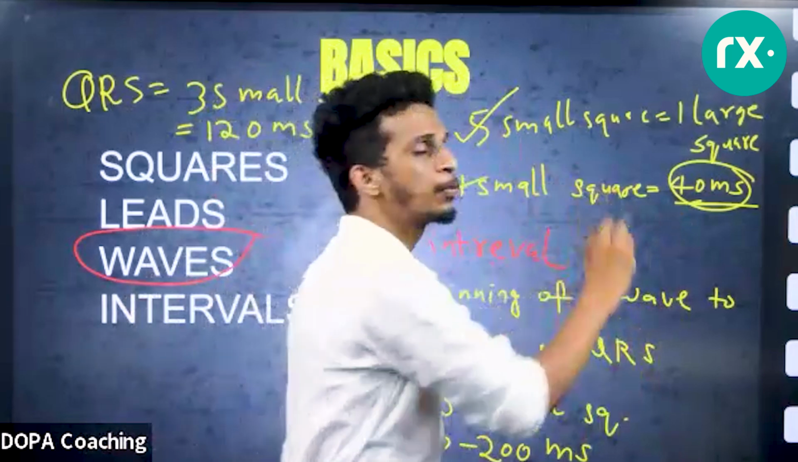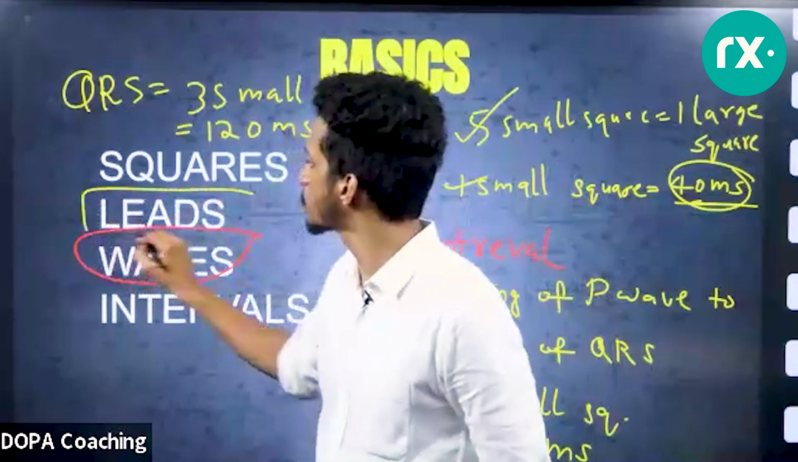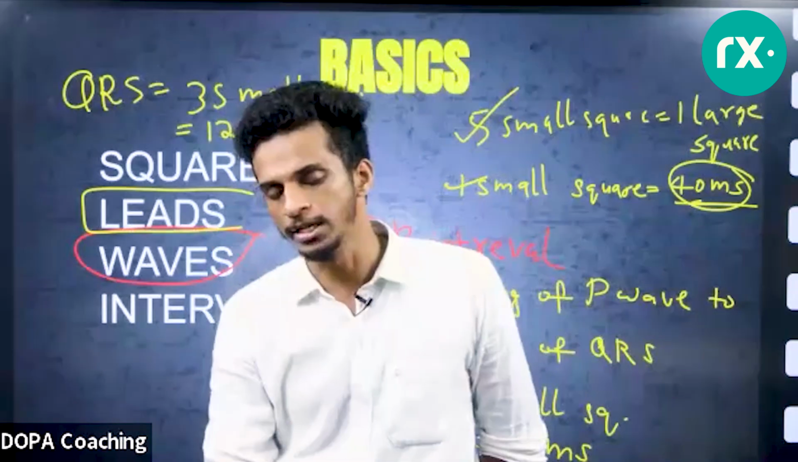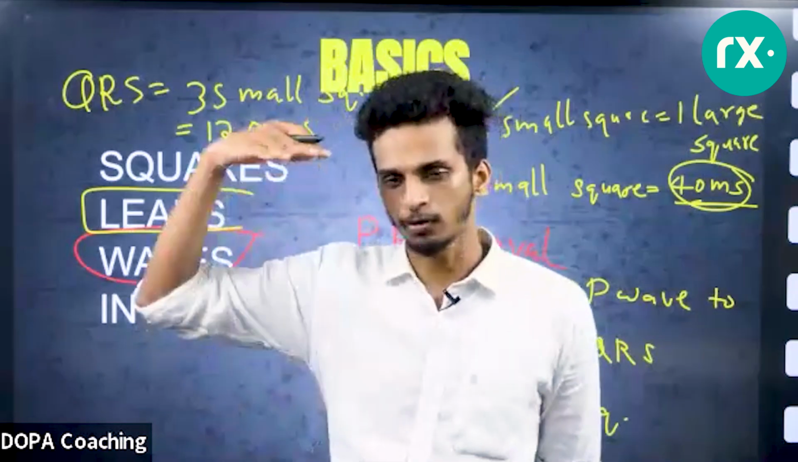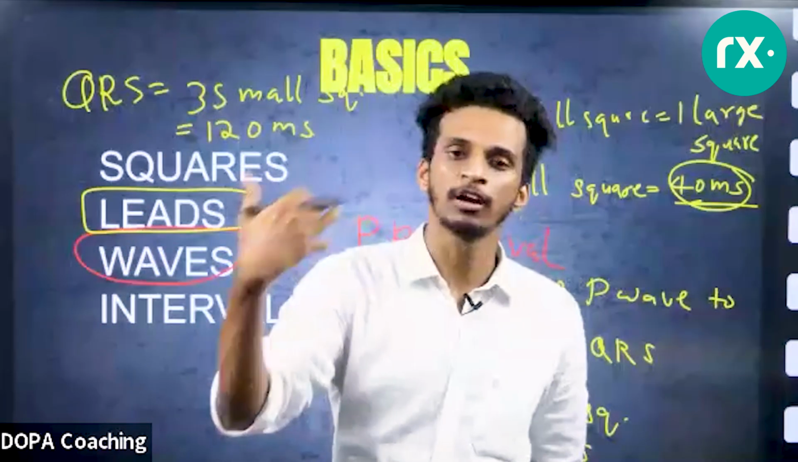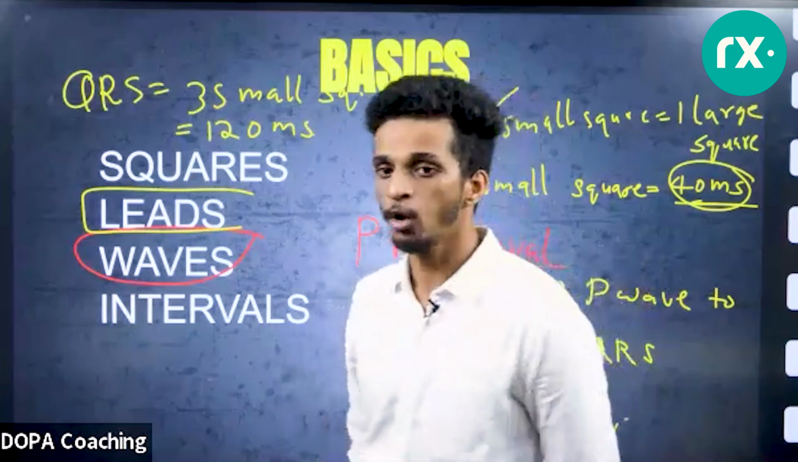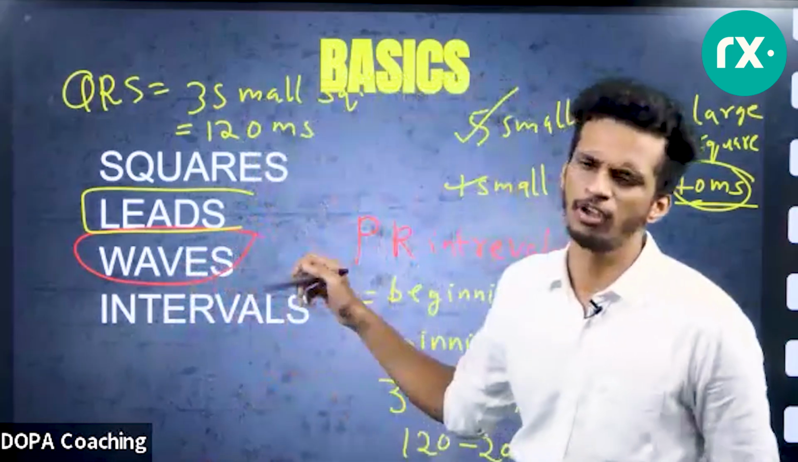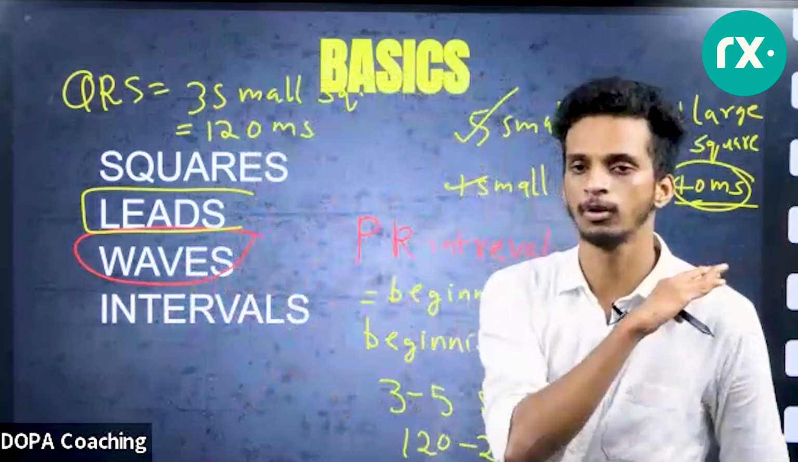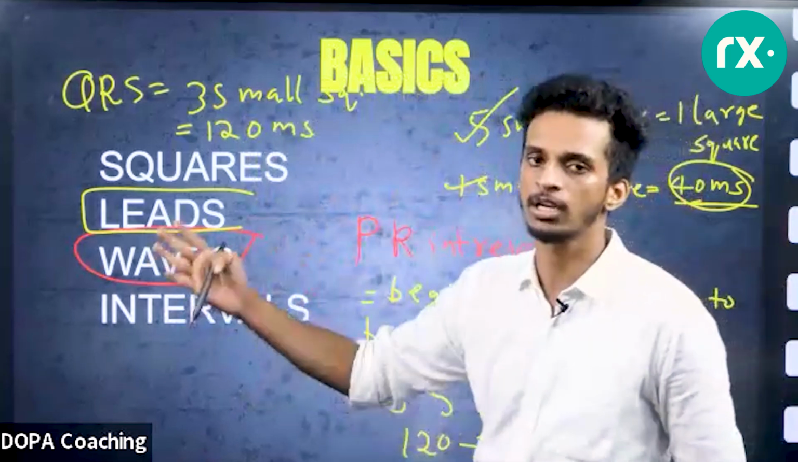We have spoken about the leads. There are chest leads and there are limb leads. Chest leads are from V1 to V6. For limb leads, we have lead 1, lead 2, lead 3, and we have lead AVR, lead AVL, and lead AVF. Thirdly, we have spoken about waves. That's ultra basic. Everyone of you will know that we have the P wave, QRS wave, and T wave.